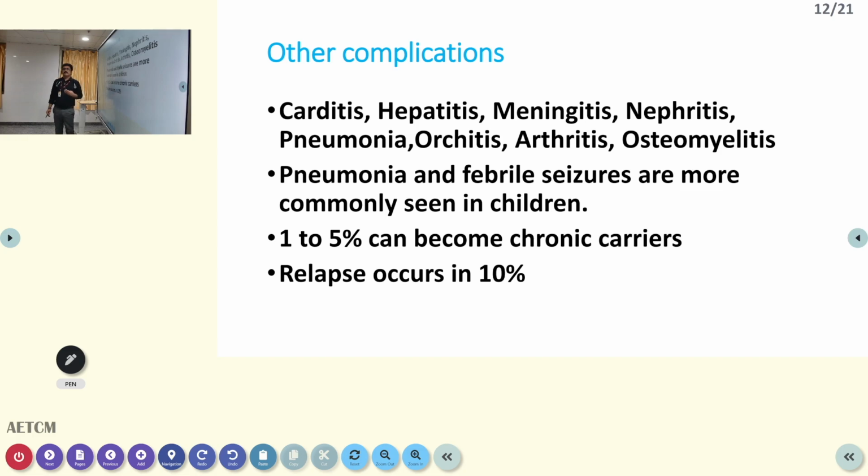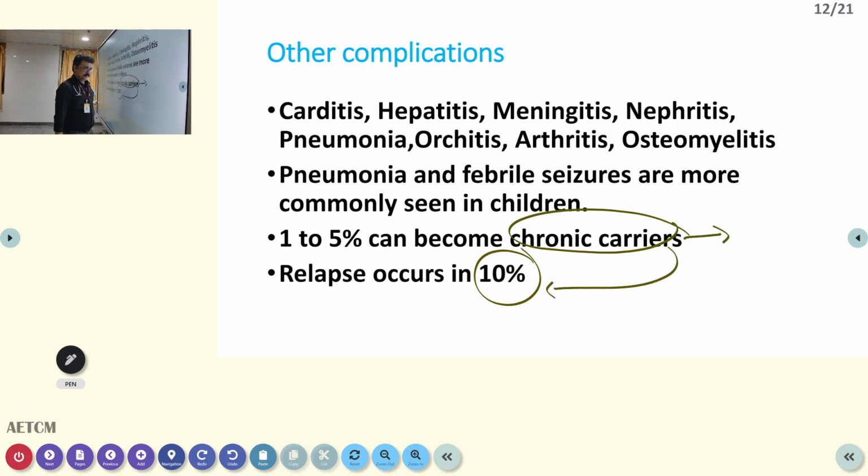1 to 5% of patients can become chronic carriers even after complete therapy. Relapse occurs commonly. In 10% of patients recurrent infection is possible. That is also because of the chronic carrier state. Some patients will be healthy carriers. Chronic carriers can sometimes be healthy, and sometimes they develop the disease.